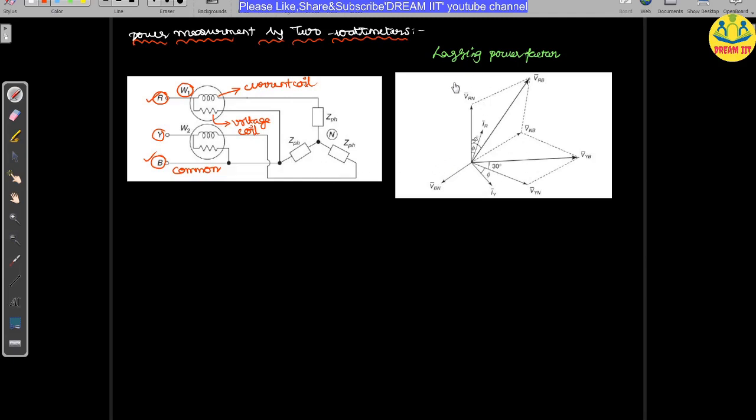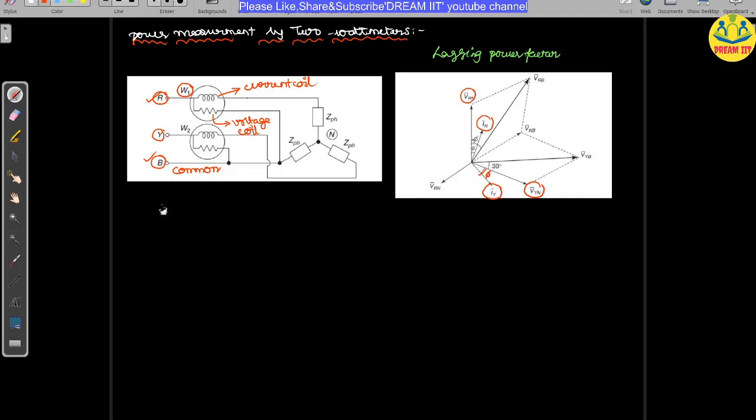I have considered, first I will show for the lagging power factor. So what is the meaning of the lagging power factor? If you observe here, the current was lagging with respect to voltage by how much angle? That is phi here. And here also, with respect to this VRN, the IR was lagging. That is the meaning of the lagging power factor. That is what I have taken.